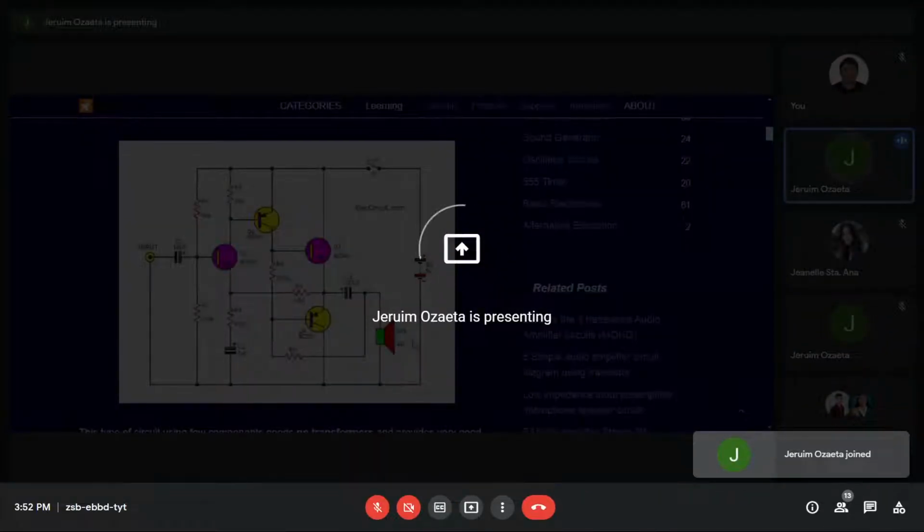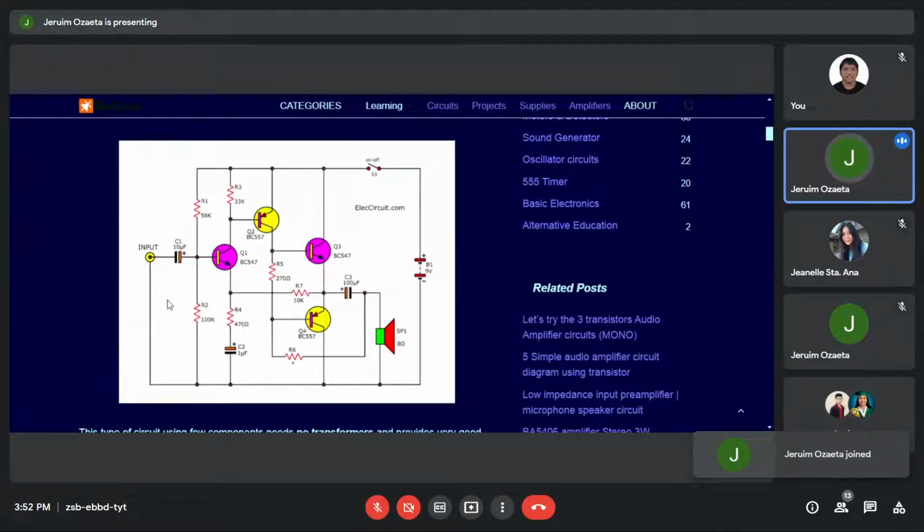So, here is an example of an audio amplifier. Actually, this circuit is already the final end or the final output circuit of the audio amplifier. Take note, the speaker is an 8 ohm speaker. It is connected through the C3 or 100 microfarad capacitor. The speaker is driven at this point by two transistors, Q3 and Q4, which is a push-pull class A amplifier.